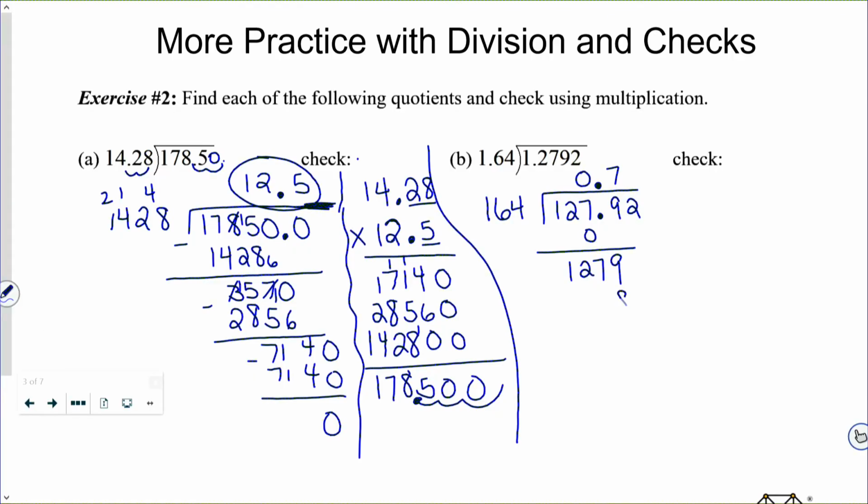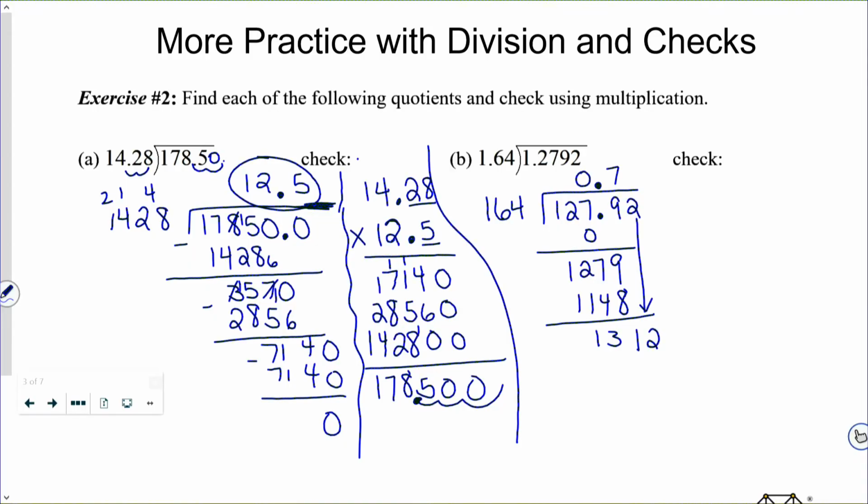Let's see how that works. 7 times 4 is 28. 7 times 6 is 42, plus another 2 is 44. 7 times 1 is 7, plus 4 is 11. That's looking pretty good, but let's see. Gives me a remainder of 131. Awesome, 131 is less than 164, so we guessed right on the 7. Now I'll drop that 2 down.